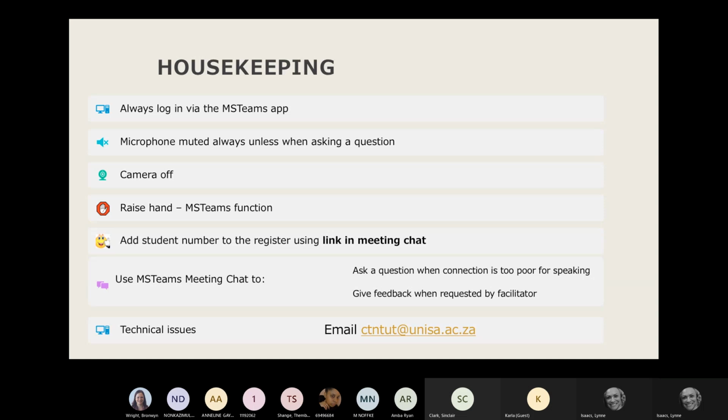Then use the raise hand function on the Teams bar. If you're logged in on a cell phone, you will find that you've got the little bar where it has your microphone muted and your camera switched off, and then you have those three dots.